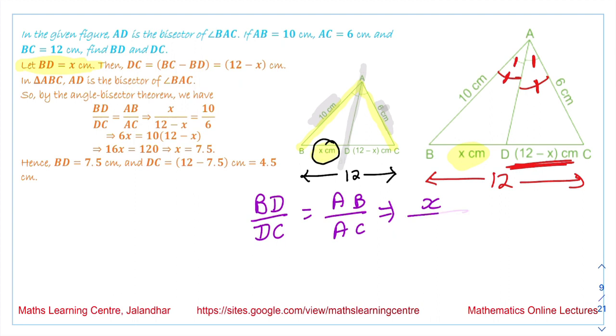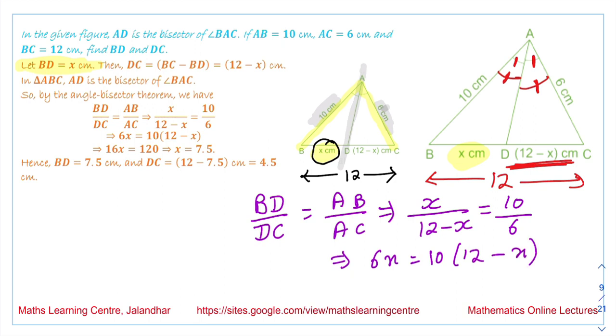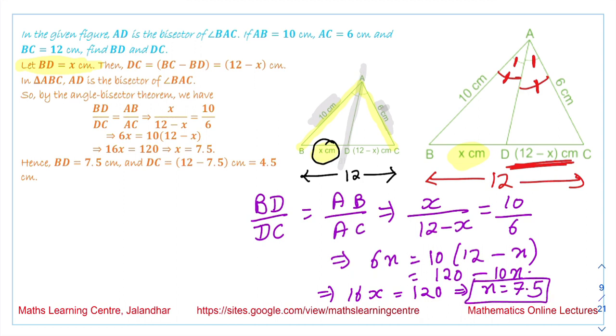It means x over 12 minus x is equal to 10 by 6. So this gives us 6x is equal to 10 into 12 minus x, that is equal to 120 minus 10x. So this gives us 16x is equal to 120. So x is equal to 7.5. So the final result we get is that BD is 7.5 and DC will be 4.5 centimeter.